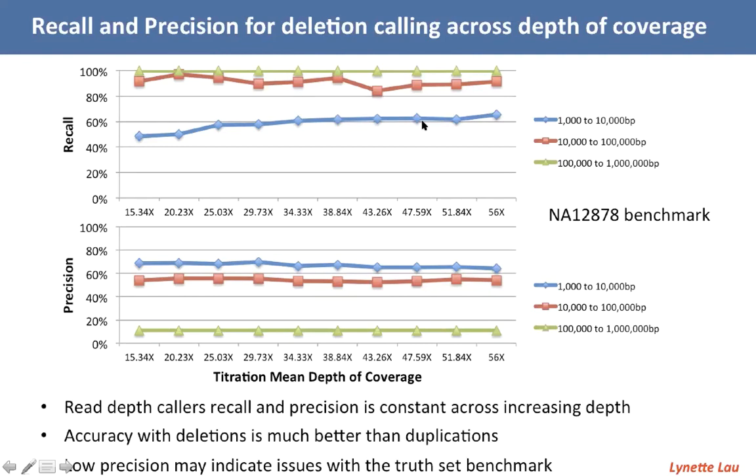Based on other data, we are planning to go to at least 40x for our clinical genomes. The precision is the other thing I wanted to talk about here, because this is a bigger issue, and I think this actually goes back more to the benchmark. So you can see the relatively low precision. In many instances, we've noticed that the calls are probably real and they're just not necessarily in the benchmark. These benchmarks are evolving, but it could indicate that there are issues. So I think you just have to take the use of these with a grain of salt.